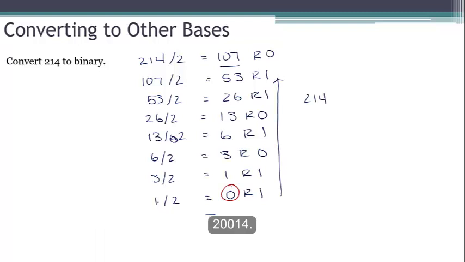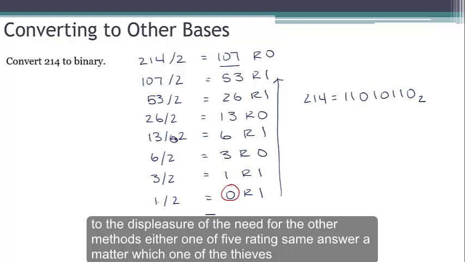214 decimal is equal to 11010110 base 2. To me, this is quicker. I don't know, maybe you prefer the other method. Either one is fine. You're going to get the same answer no matter which one of these you use.